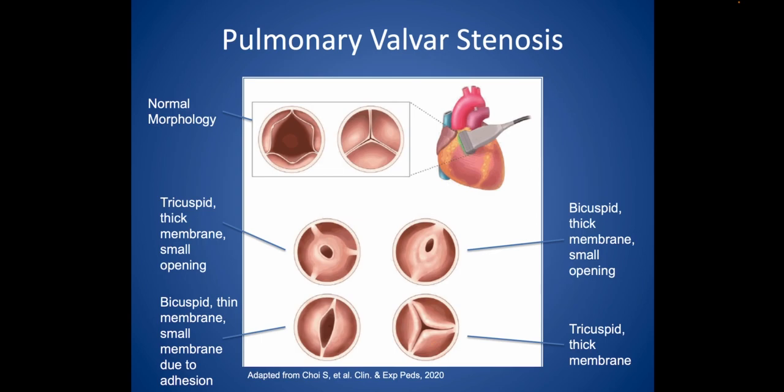And then similarly, not only is there pulmonary valve stenosis, but there can be different morphologies for it. You can see anything from thick membranes with a small opening, to a bicuspid versus tricuspid valve, as well as thin membranes and thickened leaflets. And this poses importance when we're talking about surgical options for how to treat that pulmonary stenosis, which we'll talk about later.